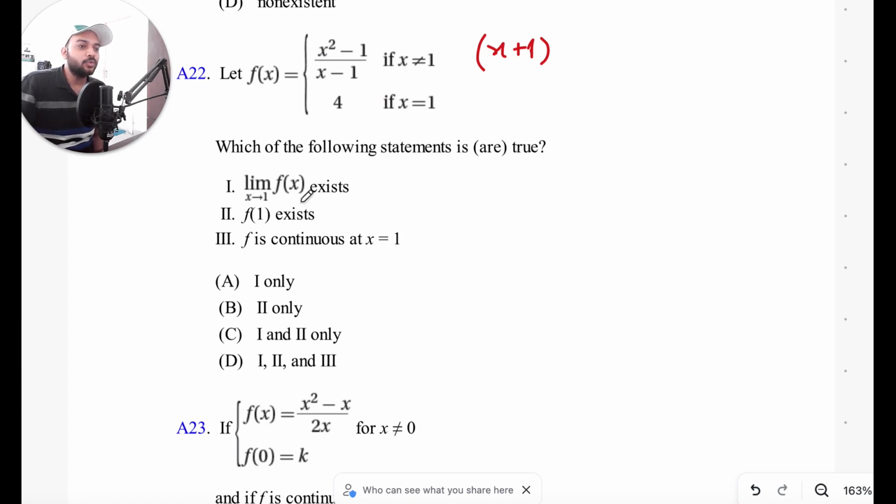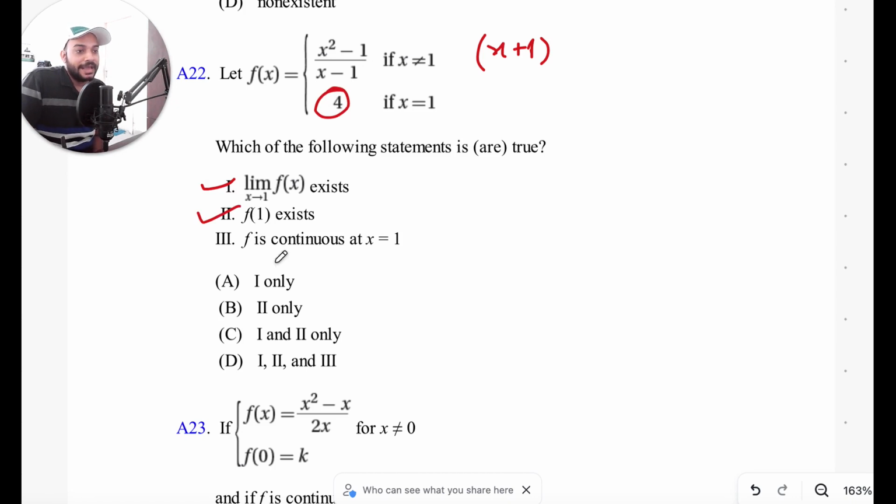Limit x tending to 1 f of x exists. If we check for x tending to 1, the limit left hand side and right hand side, left hand side, let's say 1 minus, this is going to be 2, 1 plus, again it's going to be 2. It exists. Yep, this is correct. F of 1 exists. F of 1, yeah, does exist. The f of 1 value is 4. It's a whole number value.